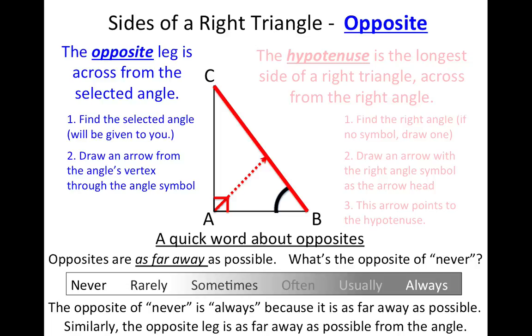Next, I'm going to draw an arrow from the angle's vertex through the angle symbol. So it looks like that. And that arrow points to my opposite leg, which is right there. Again, notice that my opposite leg is as far away as possible from my angle. The other two sides, if I look at them, are not as far away from that angle as possible. That blue line segment is as far away from angle B as it can be. So that is my opposite leg.